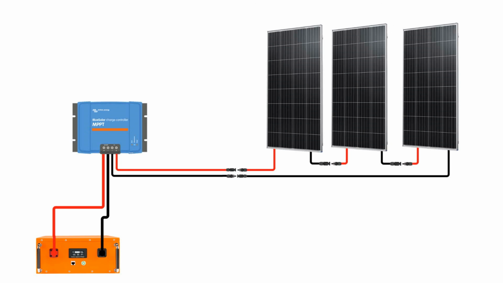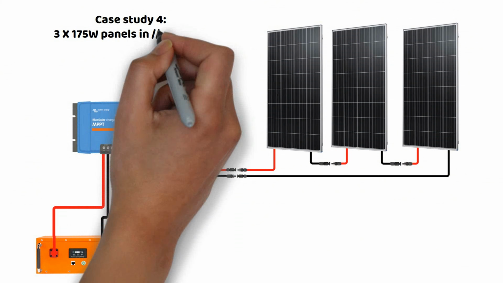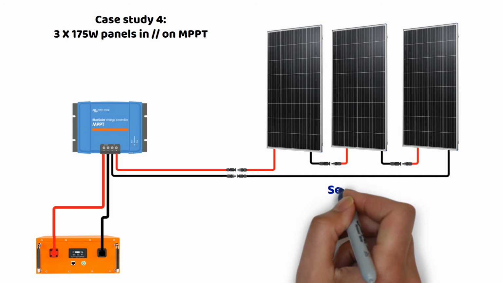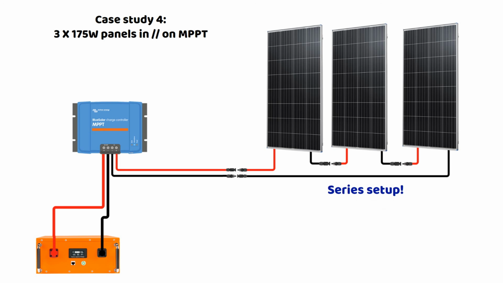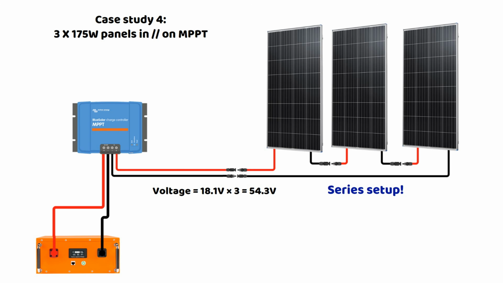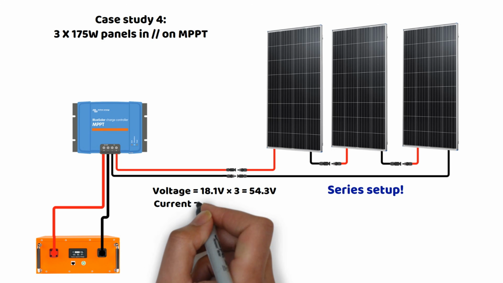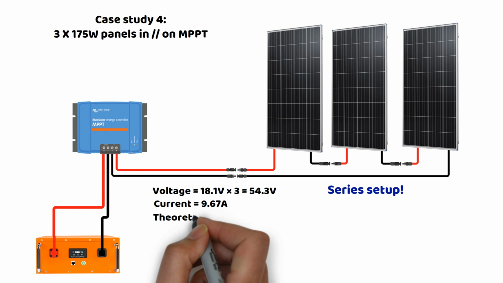Now let's compare the setup with these same 3 panels, but this time using an MPPT controller. Here, the wiring is very different since we will connect everything in series. This gives us a voltage of 18.1 volts times 3, which equals 54.3 volts. In series, the big advantage is that the current remains the same, that is 9.67 amperes.